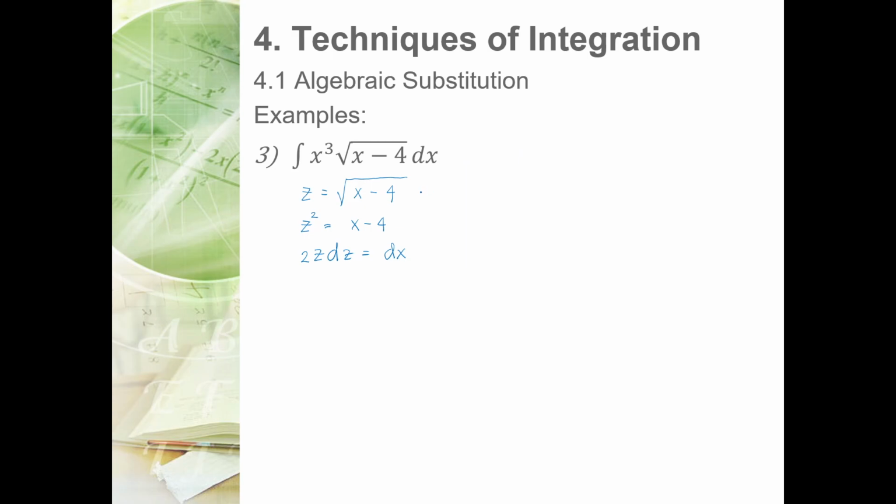This one in exponential format would give us x minus 4 raised to the power of 1/2. So meaning if you try to square everything, the squared and the one-half cancel out, right? So what remains is x minus 4. And then the other one would be squared, z squared.